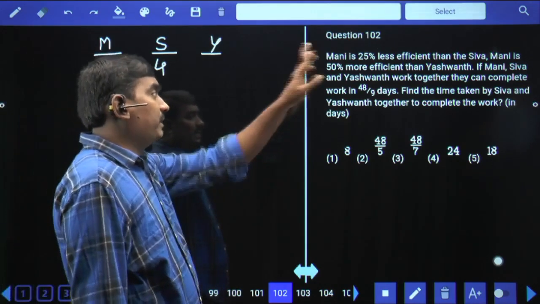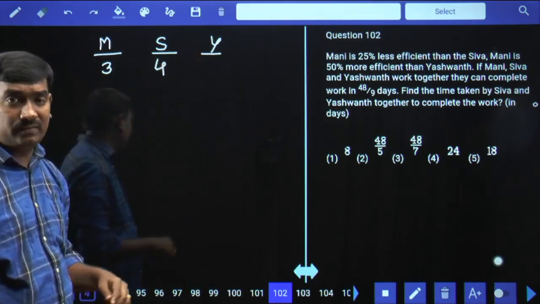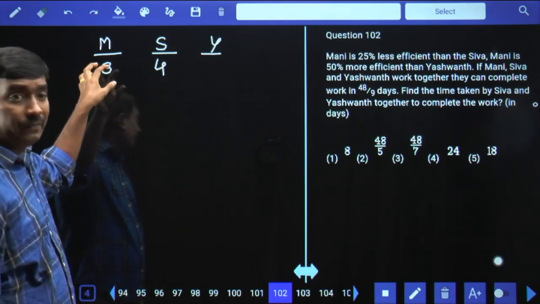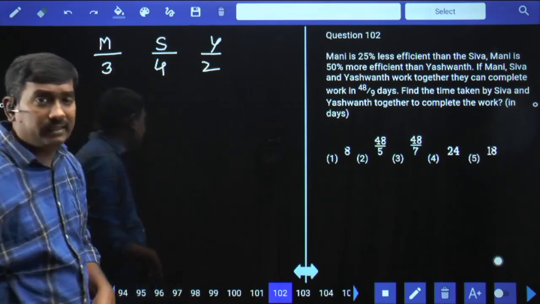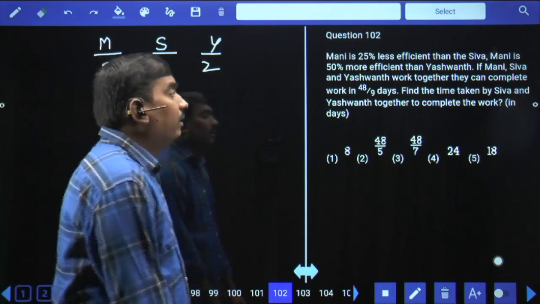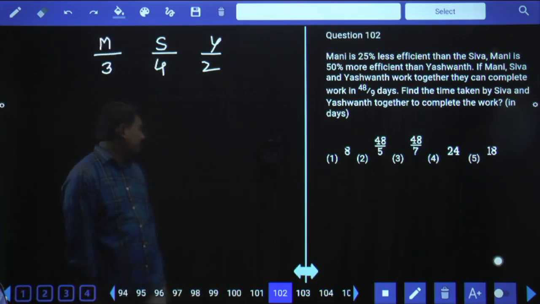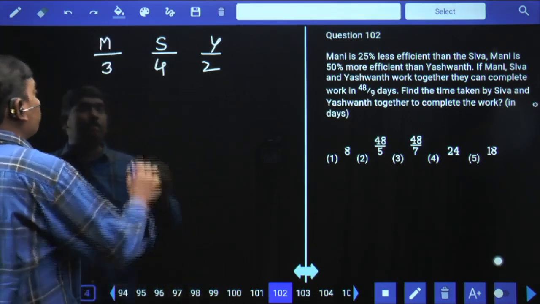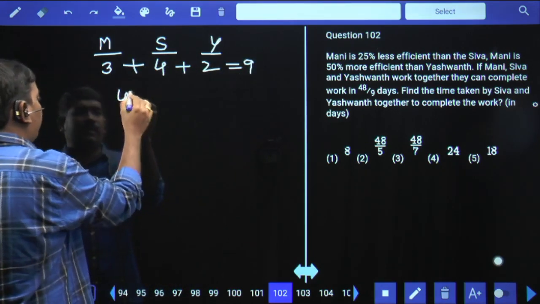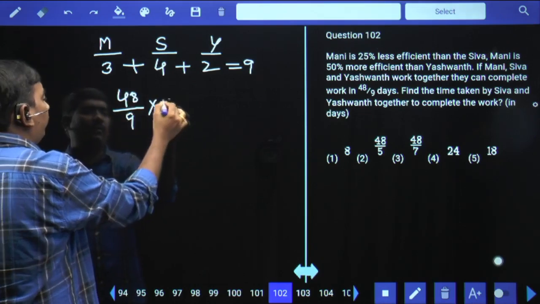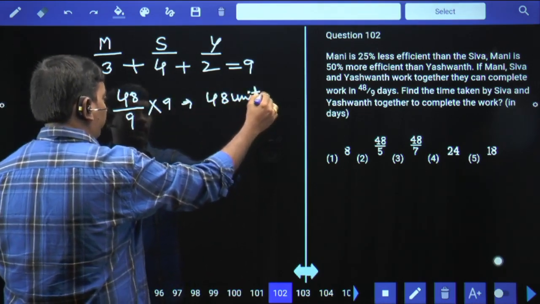Money is 50% more efficient than S1. 50% more efficient than S1 means 150% is equal to 3 parts, then 100% is equal to 2 parts. That is efficiency. All together can complete the work in 48 by 9 days. In one day, all together can do 9 units. Then in 48 by 9 days, all together can complete 48 units. Total work is 48 units.